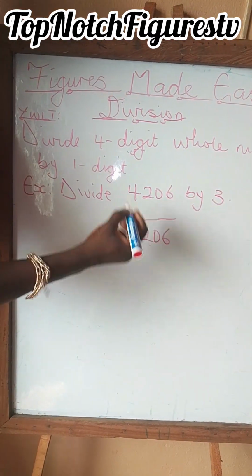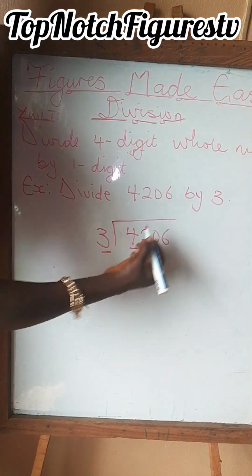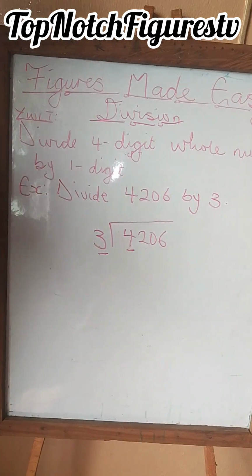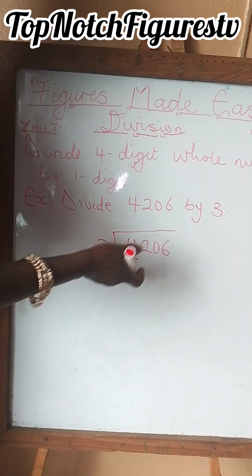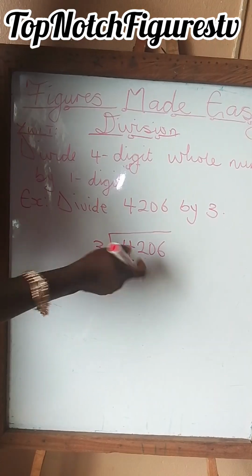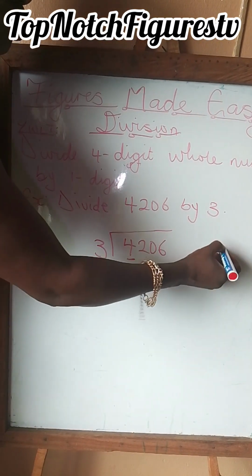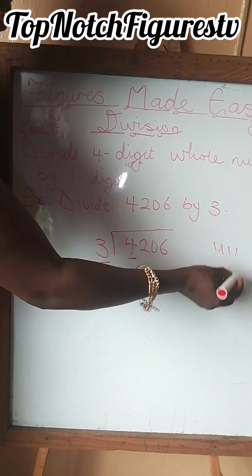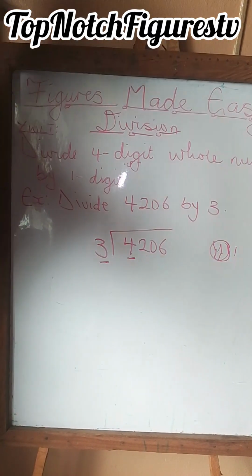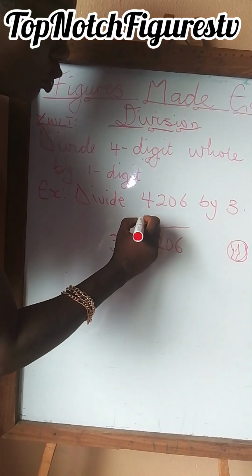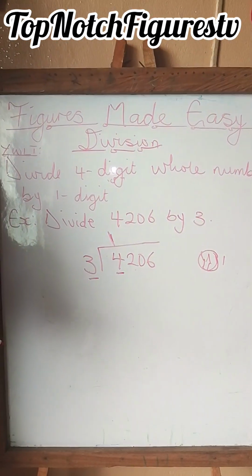So now let's start. How many 3s can you see in 4? That is what it means. Simply, division means to share. So how many times can I see 3 in 4? If you have your 4, 1, 2, 3, 4, you can take away 3 there. How many times? 1, 2, 3. Meaning you can only see 3 once in 4. So you write your 1.